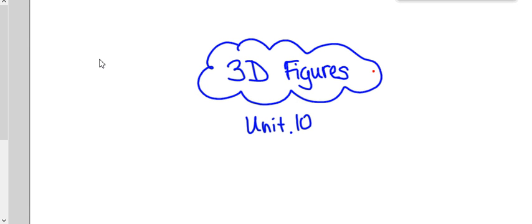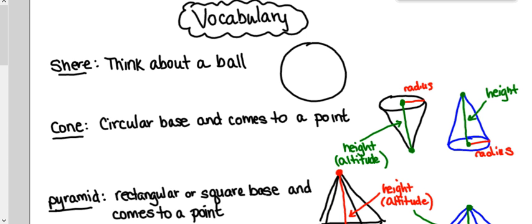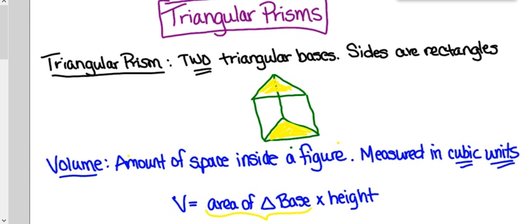Hi, welcome to the next video in our three-dimensional figures unit. Remember that up until now, we talked a little bit about vocabulary. We talked a little bit about the triangular prism. And today we're going to add to our repertoire of what we know by talking about something called the rectangular prism. So the next page in my note packet is going to be devoted to the rectangular prism.